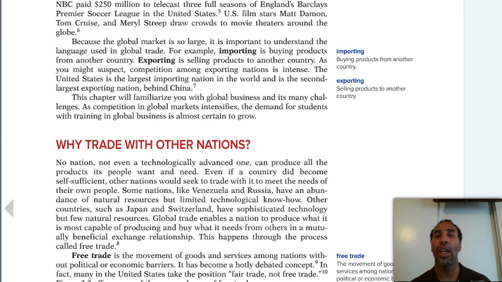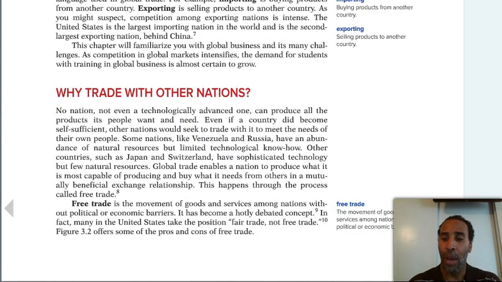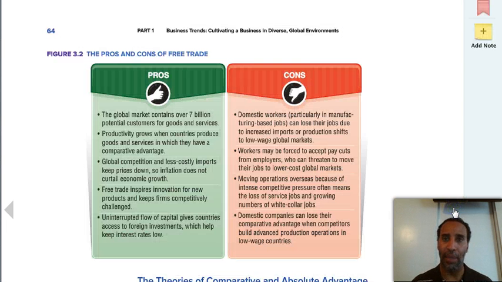When you talk about a country, we talk about its balance. Are we exporting more goods than we're importing? Typically, that shows very favorable. Free trade is the movement of goods and services among nations without political or economic barriers, meaning we're free to trade. We'll talk later about NAFTA, the North American Free Trade Agreement, which allows free trade between countries. That one is in North America so that we can trade with our trading partners, Canada and Mexico.